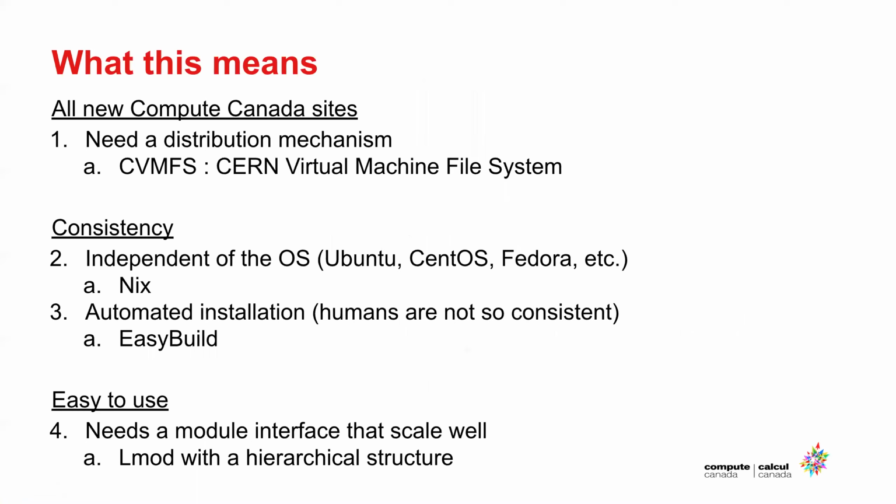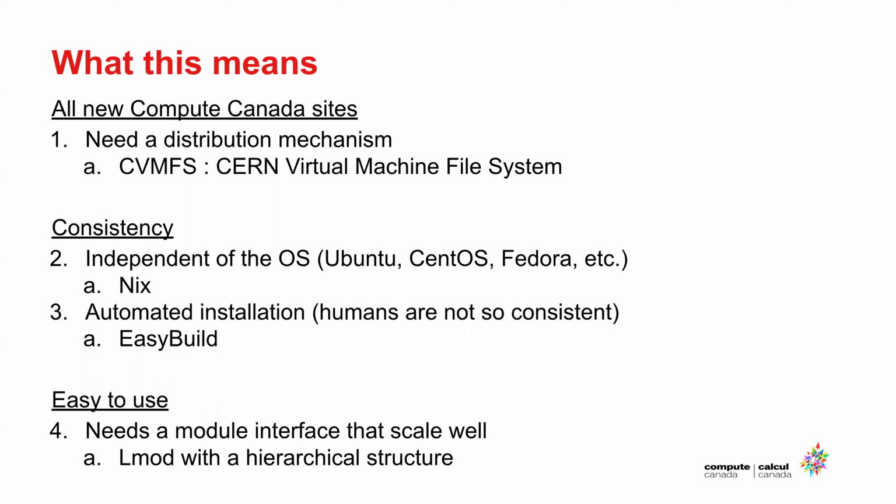With those requirements, we first chose a distribution mechanism, which is CVMFS. I will talk a bit more about that in another slide. It stands for CERN Virtual Machine File System. As the name says, it's a file system. It was designed by CERN for the Large Hadron Collider and that kind of experiment. So they run everywhere around the world, and they designed a file system that can work in a geo-distributed environment, like what we have with our clusters.